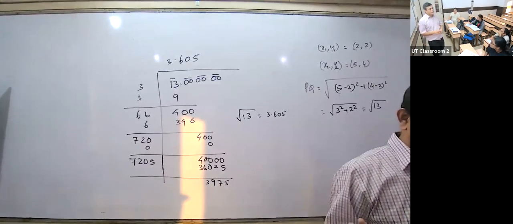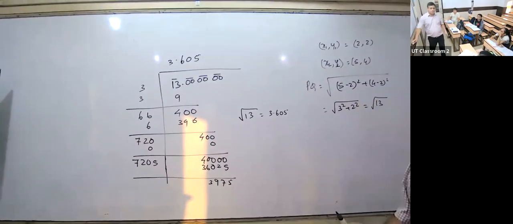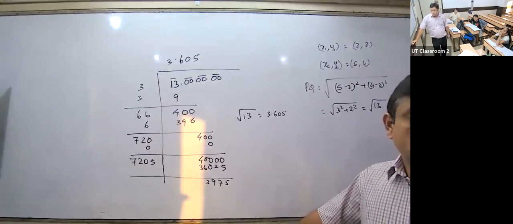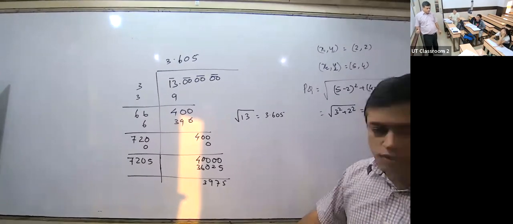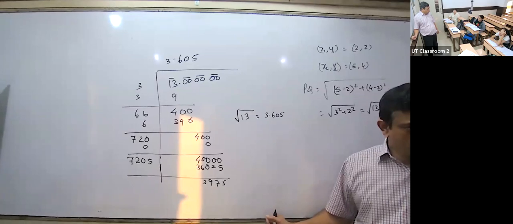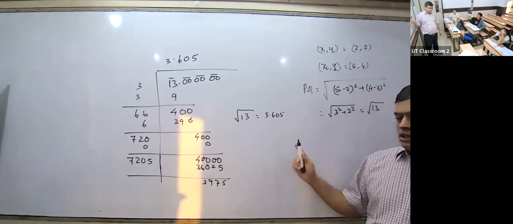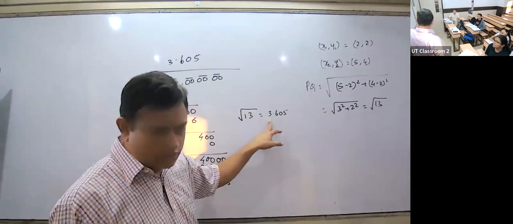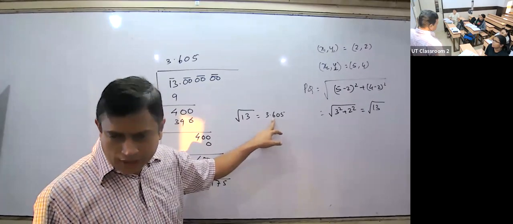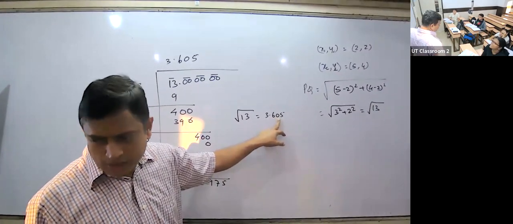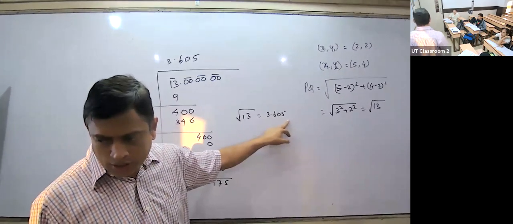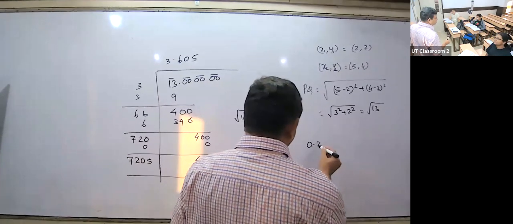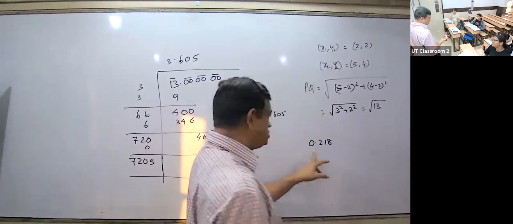Good, nice. Now, this is not the question asked. What is the question asked? Find the square root to three significant digits. Do you know significant digits, from physics or maths? Is 3 a significant digit? Yes. 6? Yes. 0? Yes. 5? Yes. So everything is equal. Suppose I write 0.218. Is this 0 a significant digit? No, because it is not a value. That is the meaning.